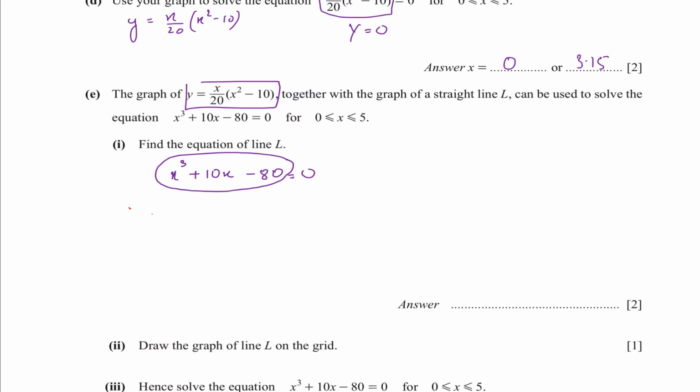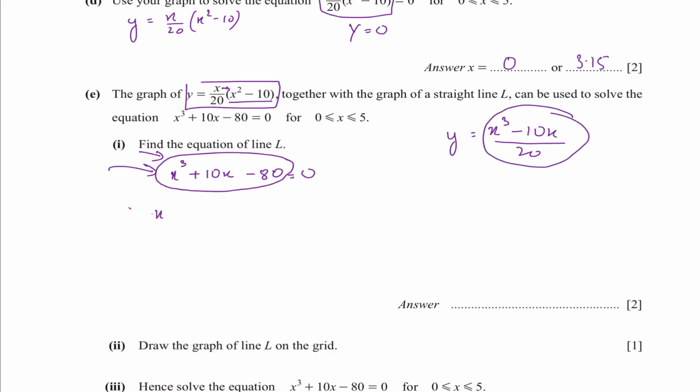It would be nice if you were to open the brackets of the original equation, so that you can get rid of this x squared minus 10, so that it will be easy for us to compare. If I do that, I'll have x cubed minus 10x upon 20. What I've got to do is bring this equal to this by adding and subtracting values.